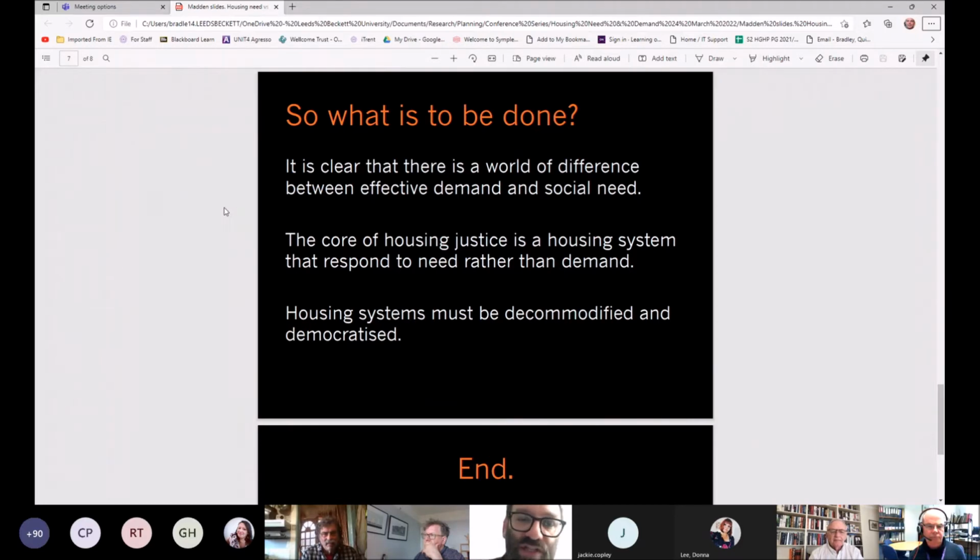If housing justice or right to housing means anything, it must mean orientating the housing system towards need rather than demand. The solution must involve the decommodification and democratization of housing. Housing need will only matter for the construction and distribution of housing when there's some form of social intervention in markets, and the construction of housing alternatives that don't follow market signals.